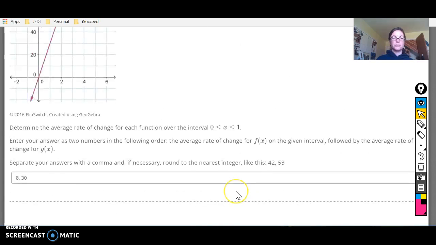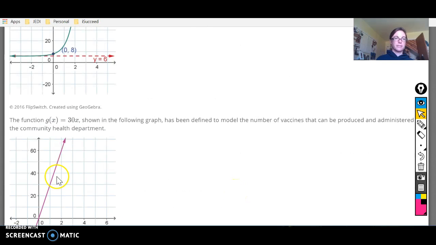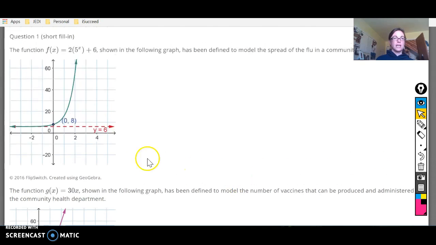And again, this should be pretty obvious from the graph. This is going up at a constant 30, and this thing just starts skyrocketing.